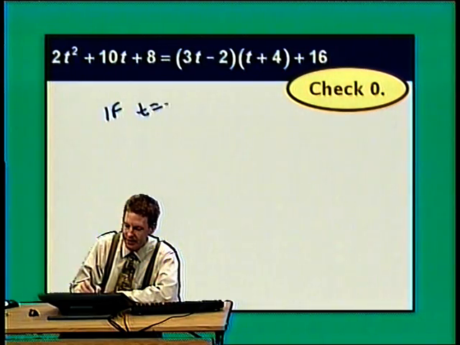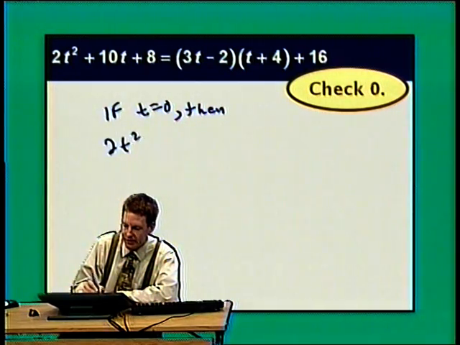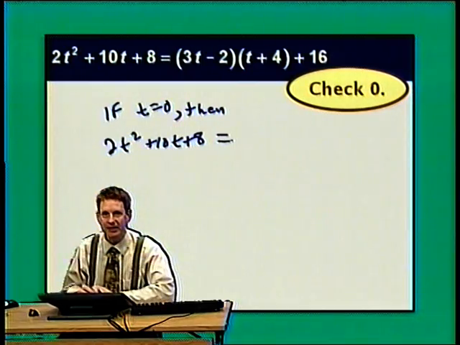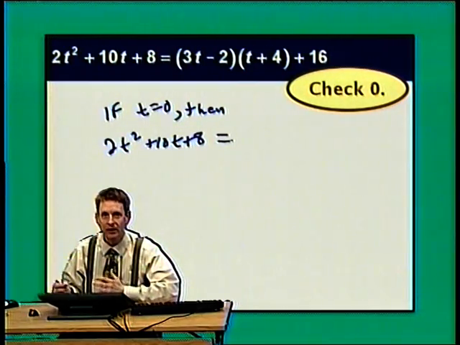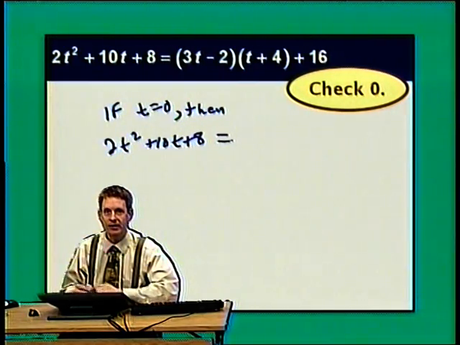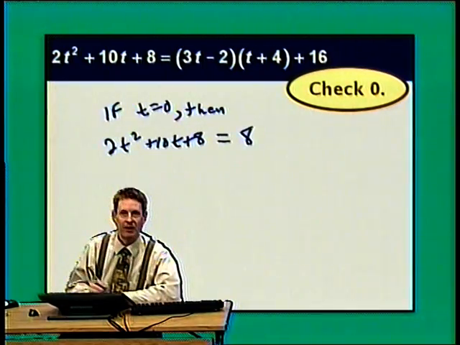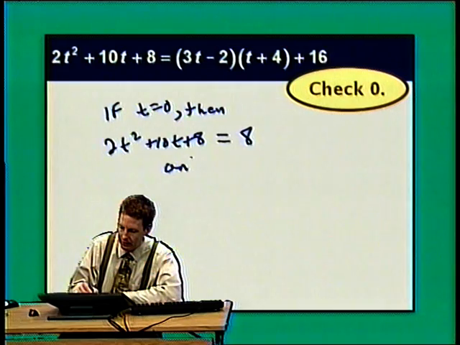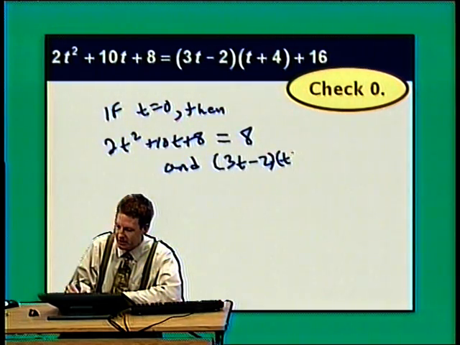If t is 0, then 2t squared plus 10t plus 8, I'm just going to check this in my head. If t is 0, 2 times t squared is 0. 10 times t is 0. What am I left with? I'm left with 8. How about 3t minus 2 times t plus 4?